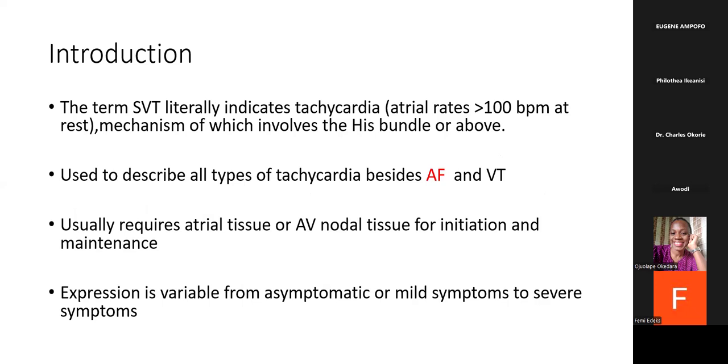So the term SVT literally indicates tachycardia with atrial rates of greater than 100 beats per minute at rest. The mechanism involves, as I have just said, the His bundles and above, and is used to describe all types of tachycardia besides atrial fibrillation and ventricular tachycardia, according to the last ESC guideline. It usually requires the atrial tissues or the AV nodal tissues for initiation and then maintenance. The expression is variable from asymptomatic or mild symptoms to severe symptoms.